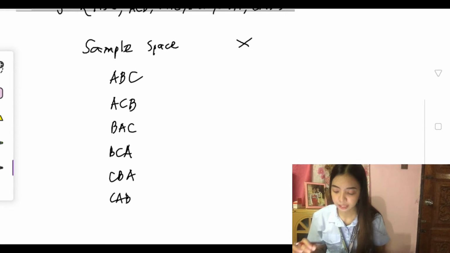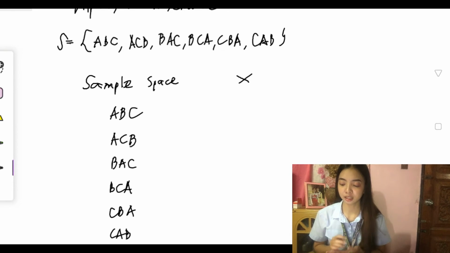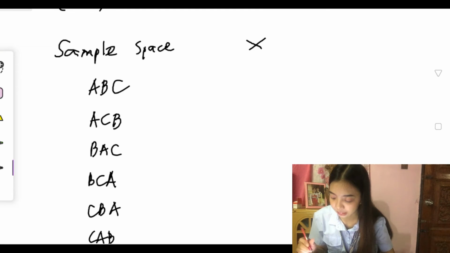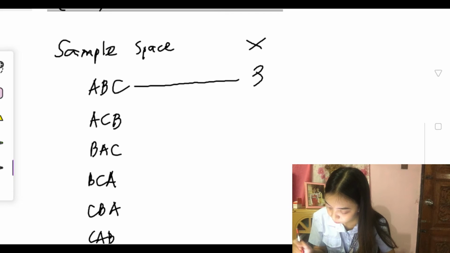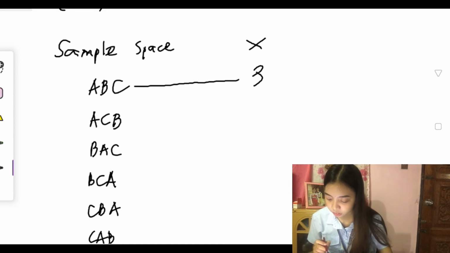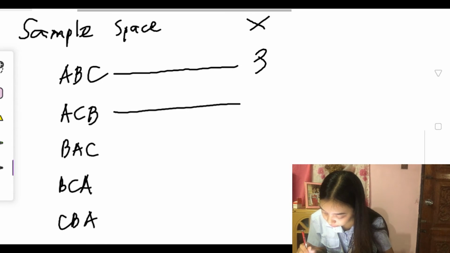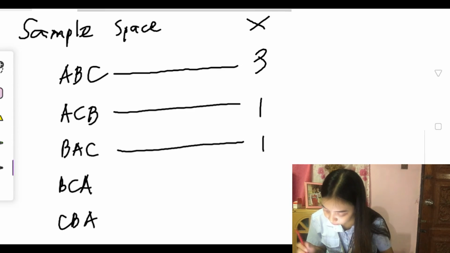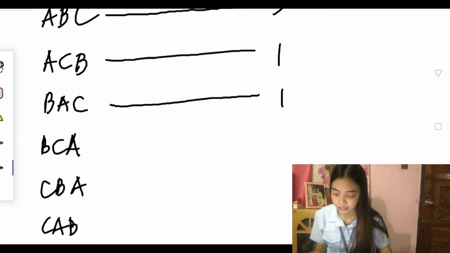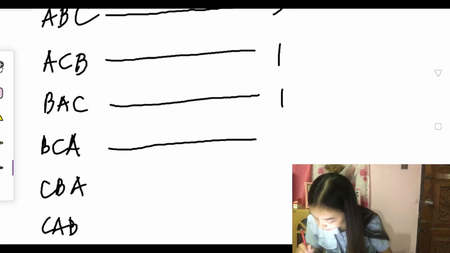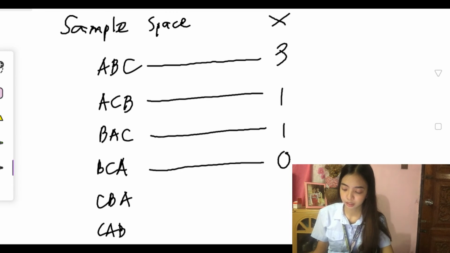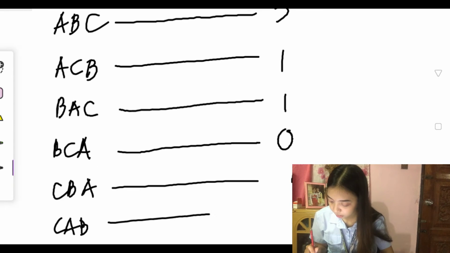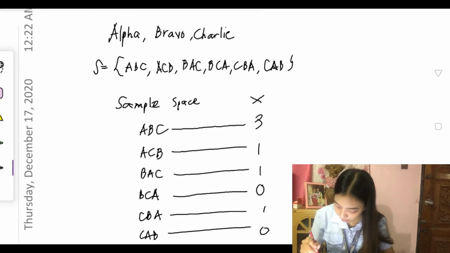So now we're going to determine if Alpha, Bravo, and Charlie are in their exact positions or places. So first, in ABC, all of them are in their respective places, so we're going to put 3 in here. Next, ACB. There's only 1, which is the A, in its respective position. So let's put 1 in there. And next, BAC, that's only one, which is the Charlie. Next is BCA. It's zero because nothing is in its position. CBA, it is one. Next is CAB, which is zero. So that will be our table.